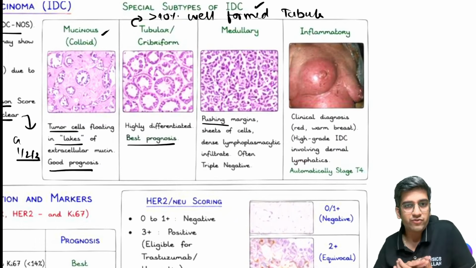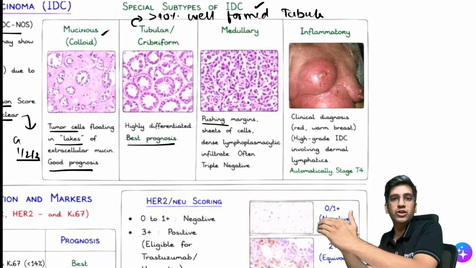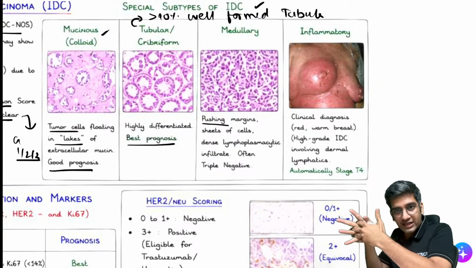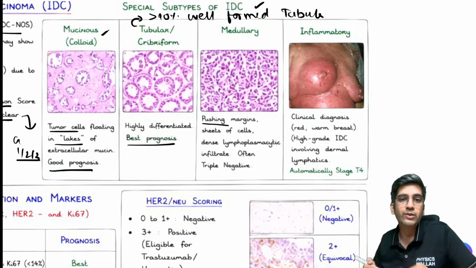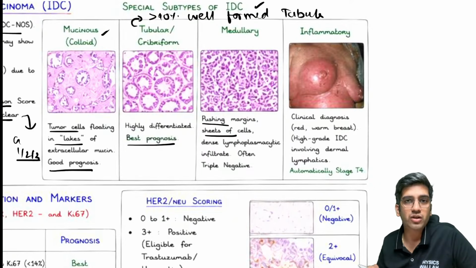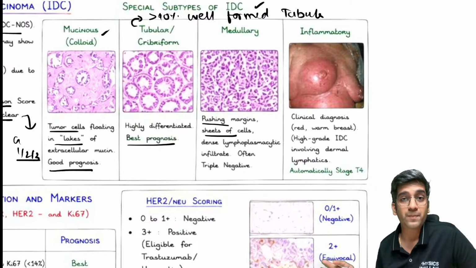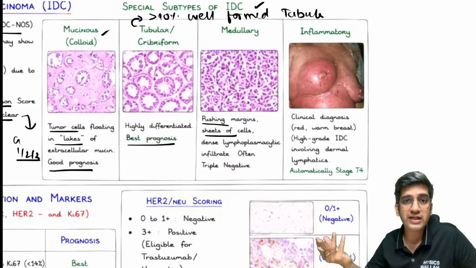The first word is enough for me. They have pushing margins. They don't infiltrate. They'll push and go. Only when I infiltrate like this, I'll have reaction and desmoplasia. Rather than I push and go, I won't have desmoplasia. Then I have sheets of tumor cells, no tubule at all. So which means differentiation is the worst. If it's a tubule, looks like breast. Sheets of cells, it doesn't look like breast.